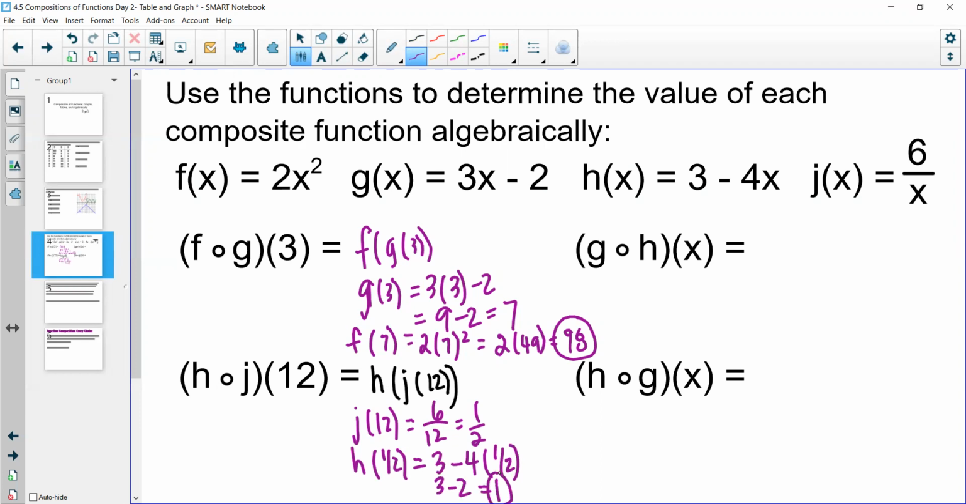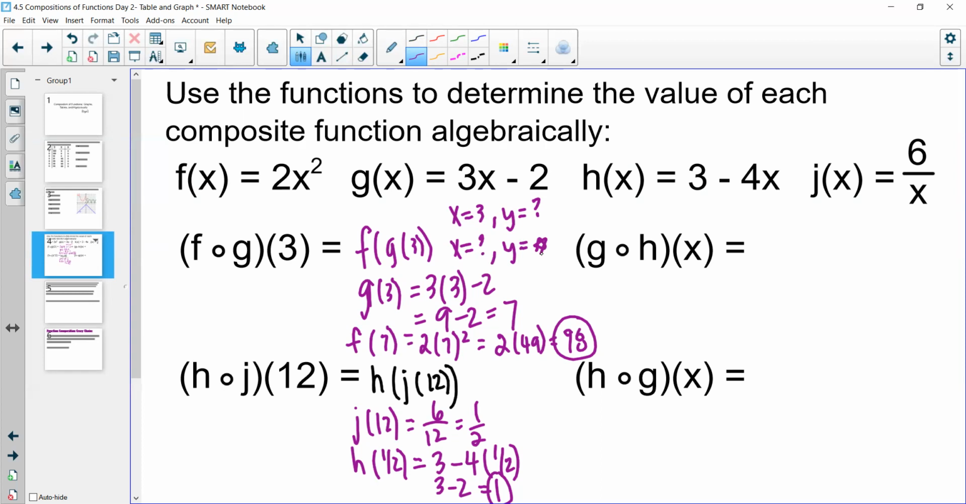Okay, so using this idea of how we evaluate those functions algebraically, we're going to do that to determine how we can evaluate on tables and on graphs. Now, notice what we're doing here is we're saying when x equals 3, y equals something. And then we take whatever y equals and say when x equals that something, then y equals our answer.